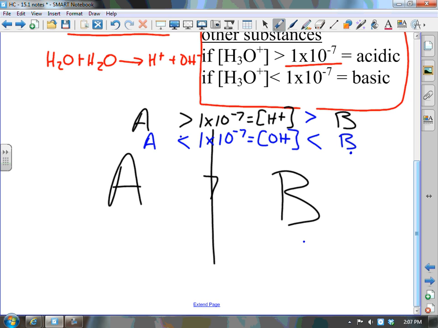I know we'll probably have to talk about this a little bit more, but this is where the pH scale came from. The next thing we'll look at is how we actually calculate pHs and be able to do some of that stuff.